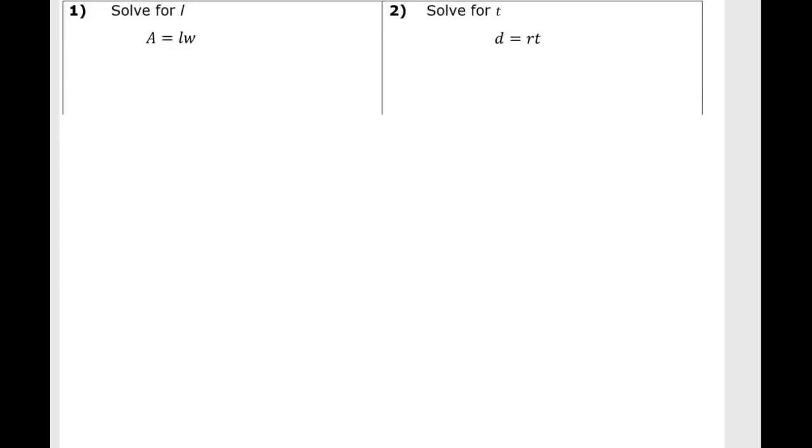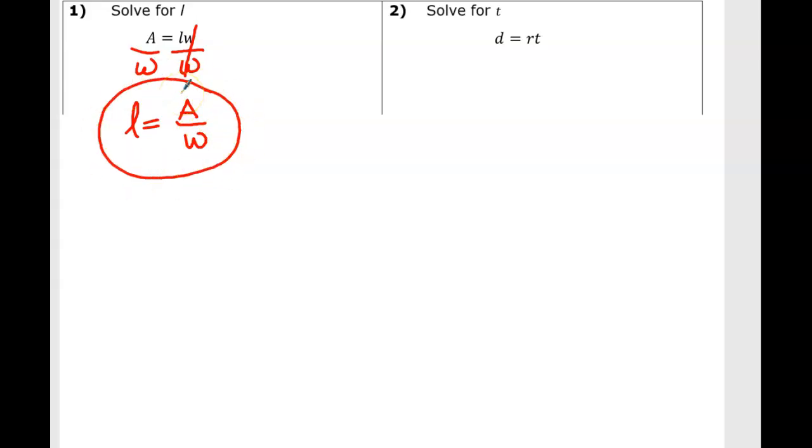So if we looked at our first example, a lot of times literal equations are formulas. Think of formulas from your formula sheet or maybe formulas from science class. In the case of number 1, it says to solve for L. Area equals length times width. If we wanted to solve for L, we want to isolate L. Since we're multiplying by W, we're going to do the inverse operation, which means we're going to divide by W. So our L ends up being equal to A divided by W, and we're done.